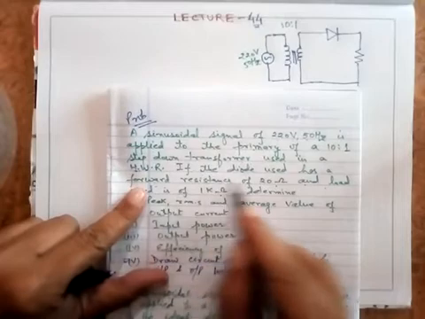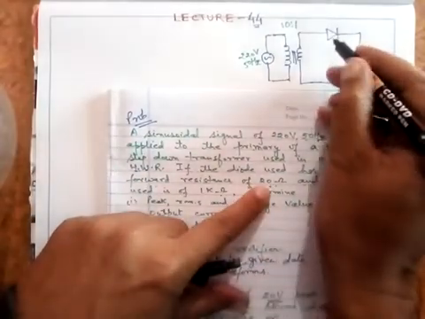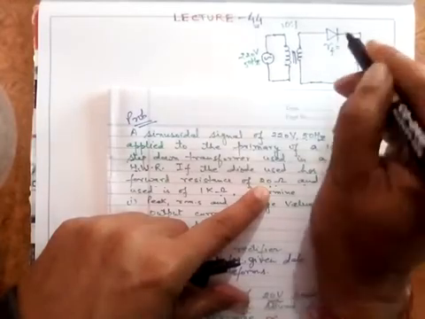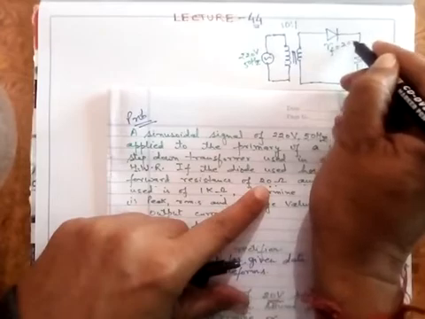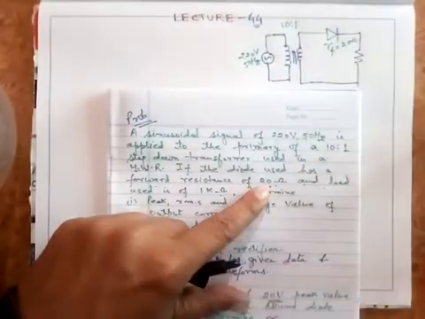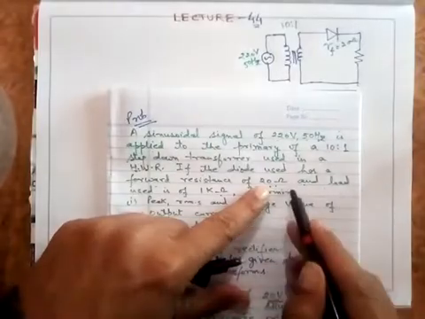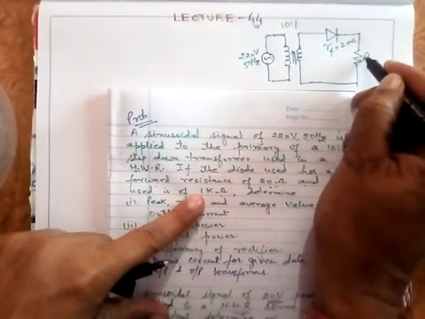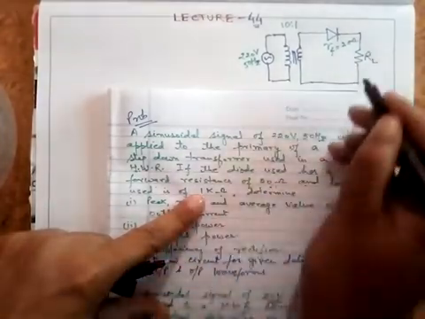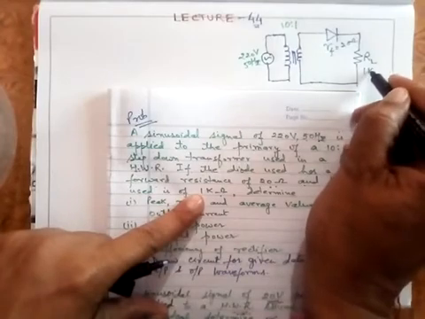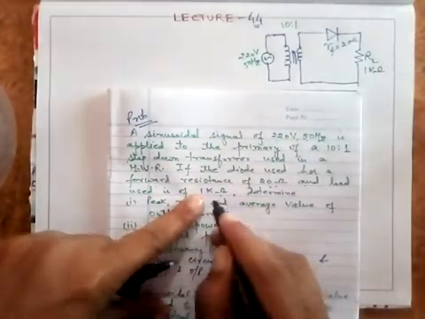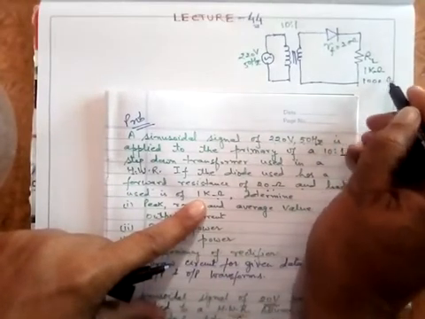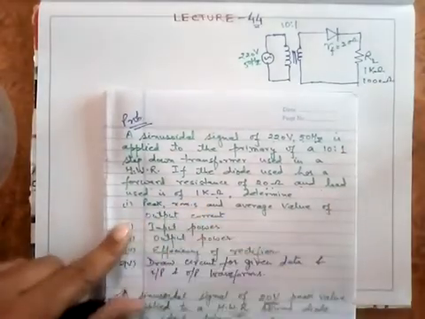If the diode has a forward resistance of 20 ohm, I am writing here, having a forward resistance RF of 20 ohm. This diode is not ideal, meaning it has some resistance. And the load resistance, I name this as RL, is given to you as 1 kilo ohm, or I can say 1000 ohm. Either 1 kilo ohm or 1000 ohm is one and the same thing. Then determine whatever is required.